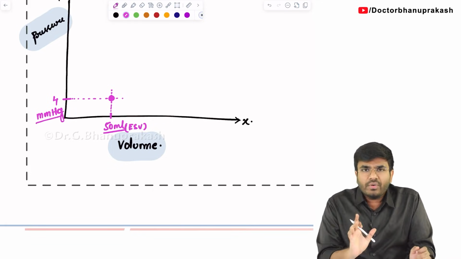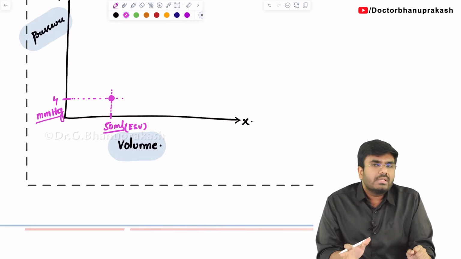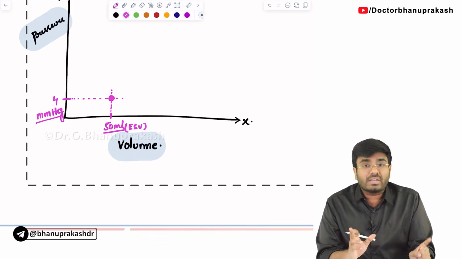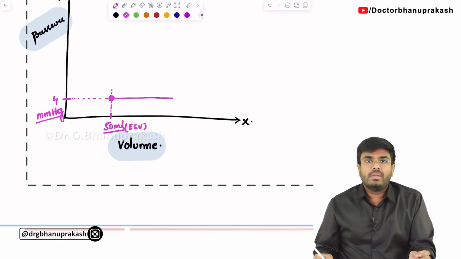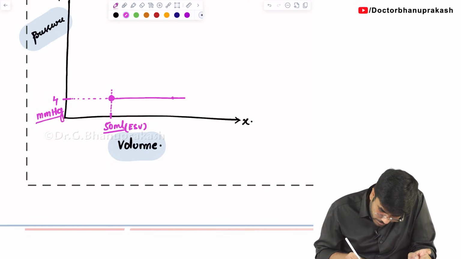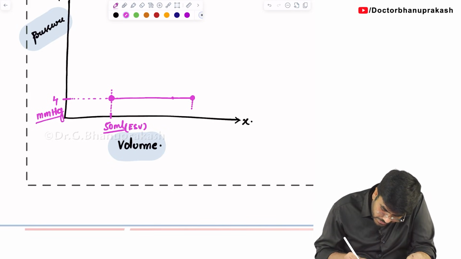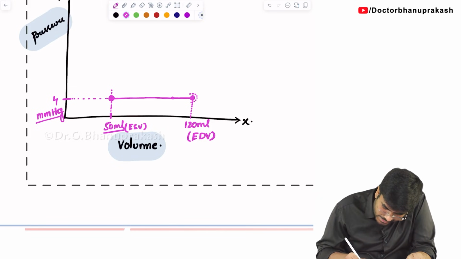Now, will the ventricle fill or not? Yes, the ventricle will fill. In how many ways is the ventricle going to get filled? There are two ways. 70% of the ventricle will be filled during rapid ventricular filling, and the remaining 30% via atrial contraction. So how much is the ventricle going to get filled? 120 ml. So this point is the end-diastolic volume.